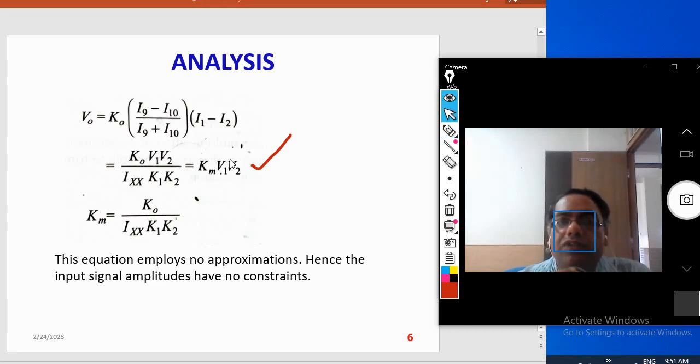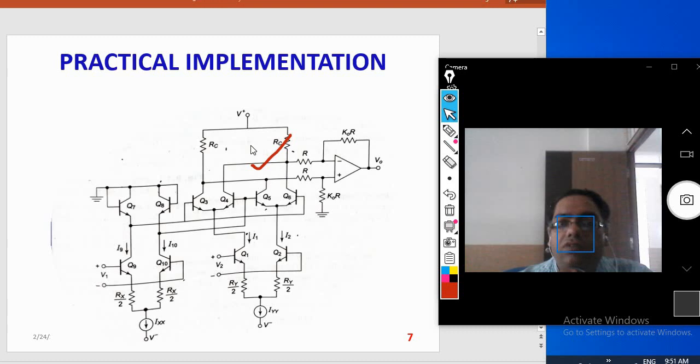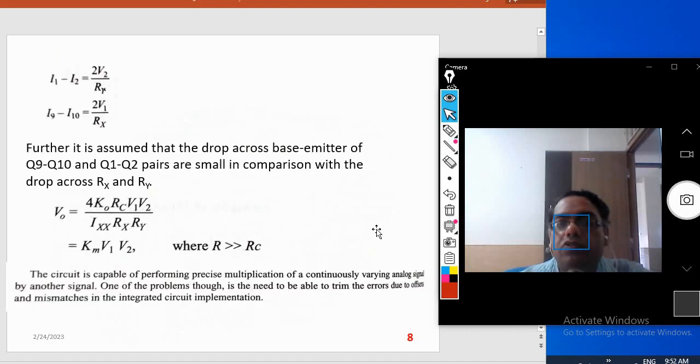Now for a practical implementation we can do like this: the voltage to current converter can be used in this way practically by employing these two resistors here, and here employing the op amp. So here what happens is I1 minus I2 can be written in this form. This has to be remembered. And similarly I9 minus I10 can be written by this expression.